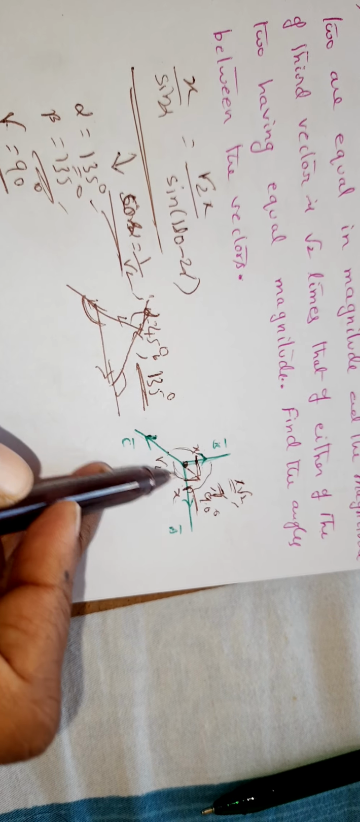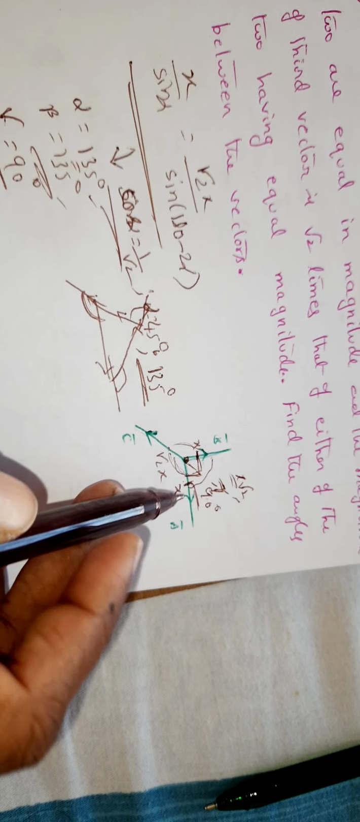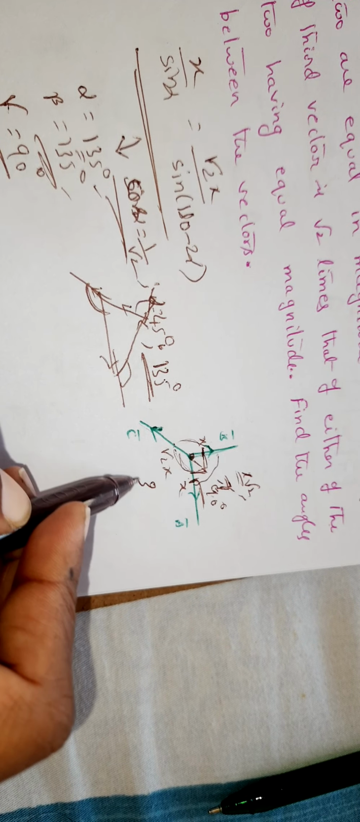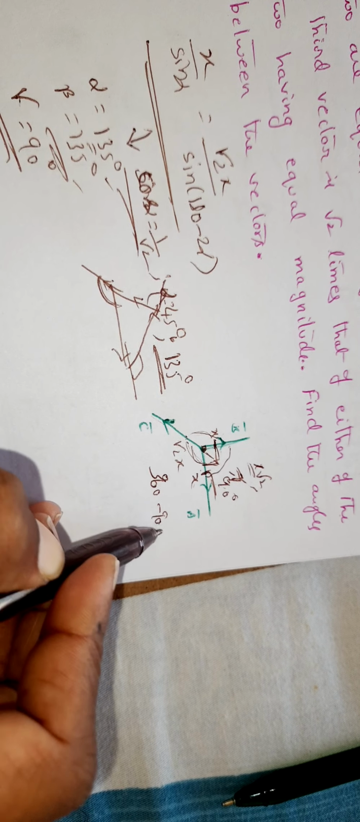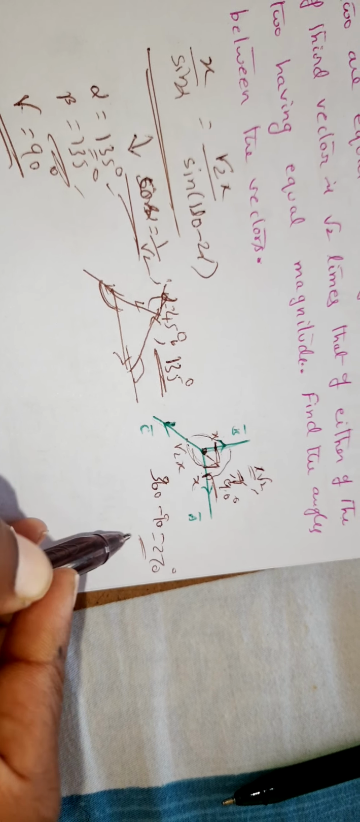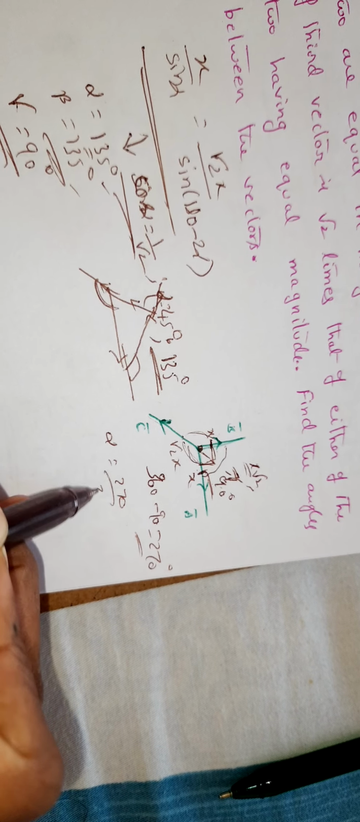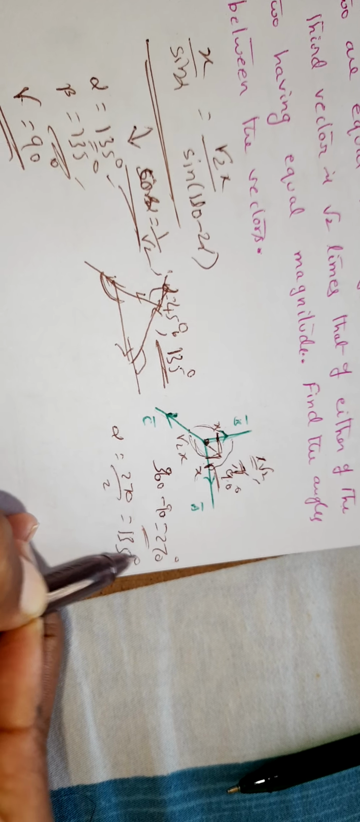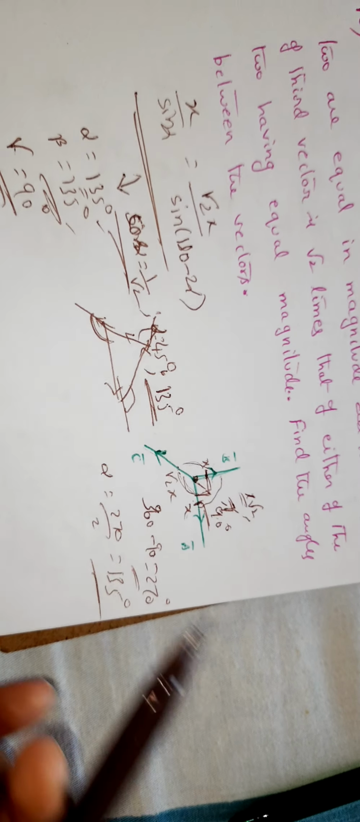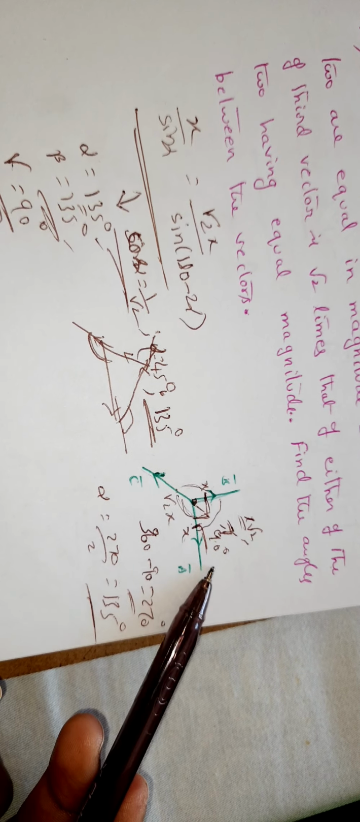These two remaining angles must be equal. So what is that remaining angle? 360 minus 90, which is equal to 270 degrees. Now each angle, suppose alpha, is equal to 270 by 2, which is equal to 135 degrees. That means this is going to save your time.